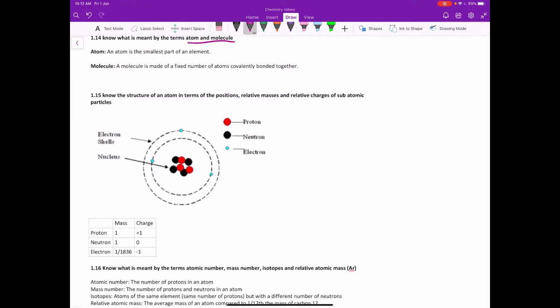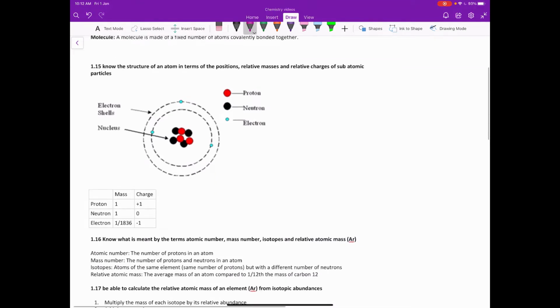1.15, know the structure of an atom in terms of the positions, relative masses, and relative charges of subatomic particles. This is to visualize, but this is the most important part. This will most likely come up in an exam paper.